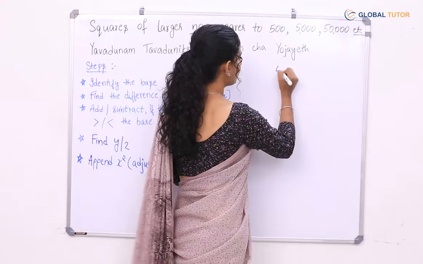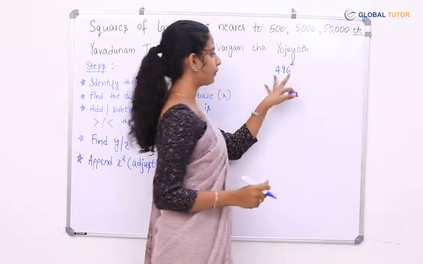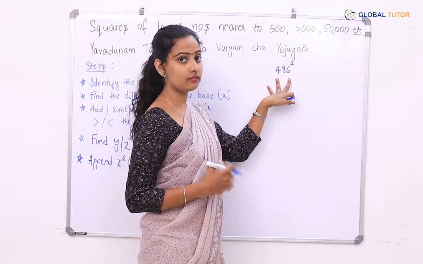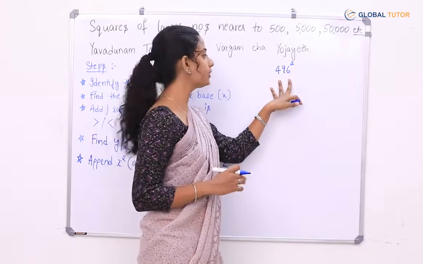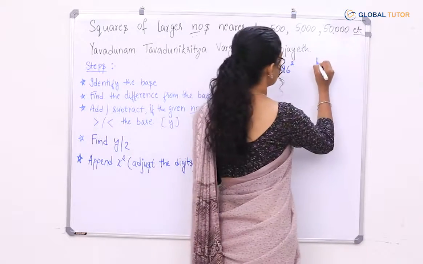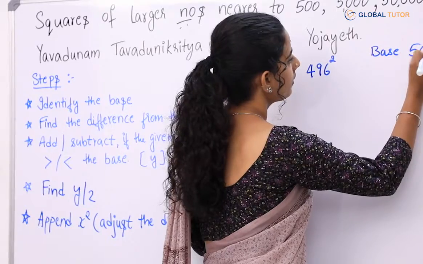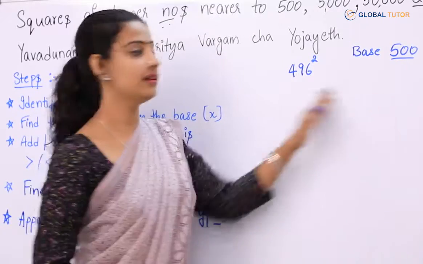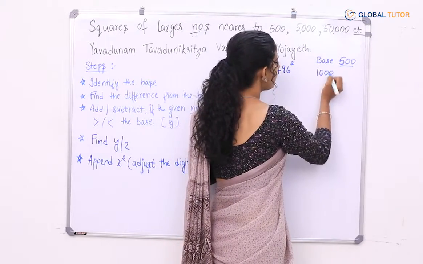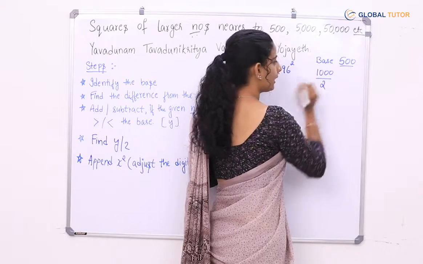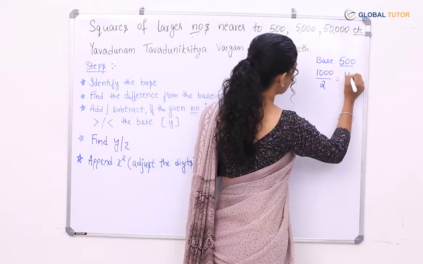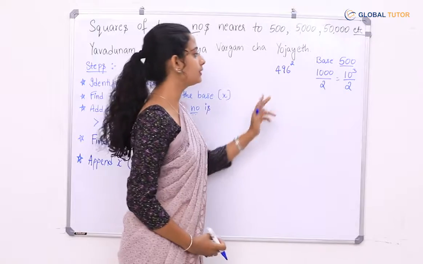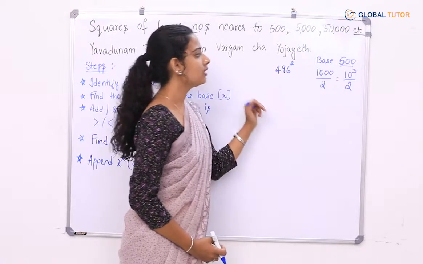Let us take the example 496. To find the square of 496, we first should know the base. So here the base will be 500. Now the base has to be written in the format of 10. So 500 can be written as 1000 divided by 2, and 1000 can be written as 10 cube, then divided by 2. So the next step is to find the difference of the given number from 500.